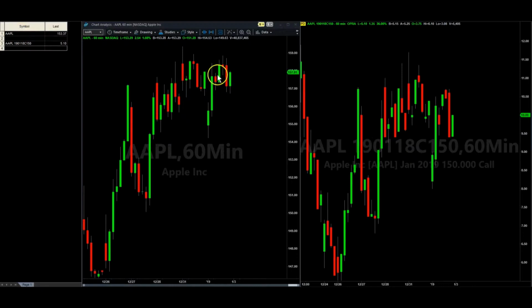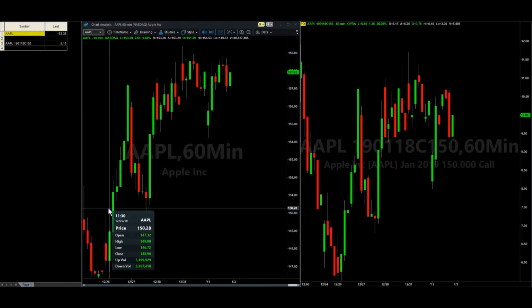Here we have the chart for Apple stock. On the right we have the chart for the Apple 150 January 18 calls. I'll make a separate video explaining more about expiration dates, strike prices, and so on and so forth. But for now, let's just compare Apple stock with Apple call options.